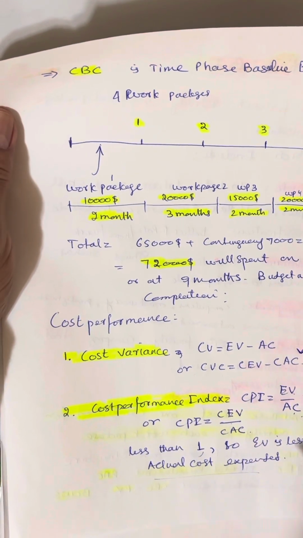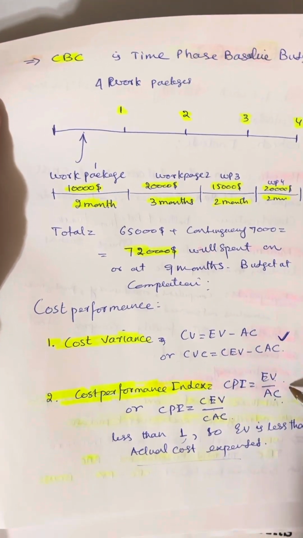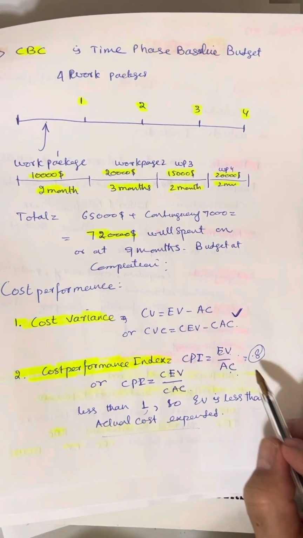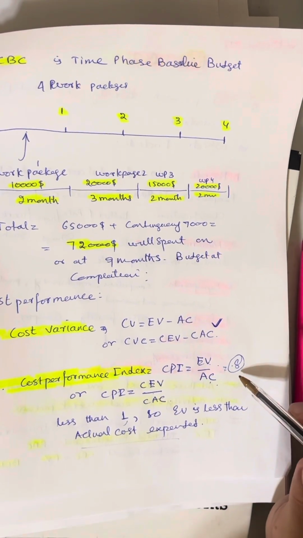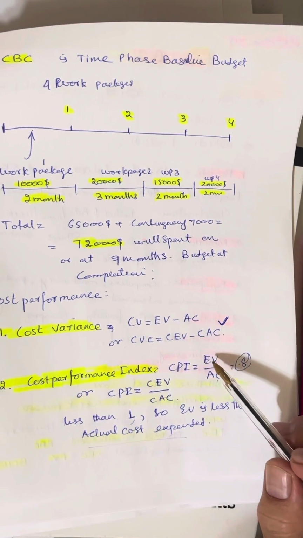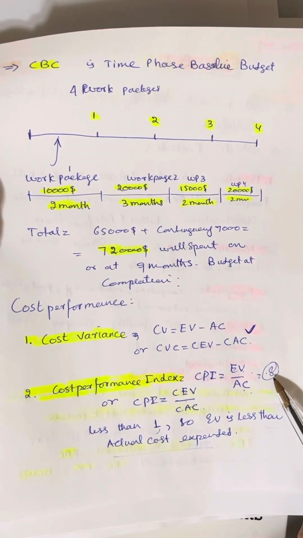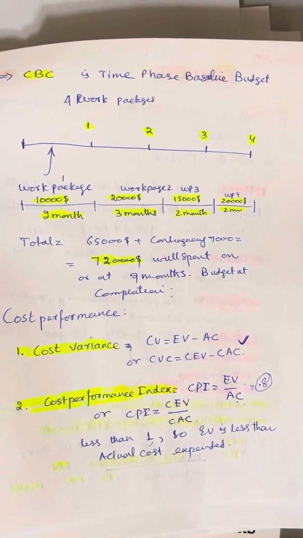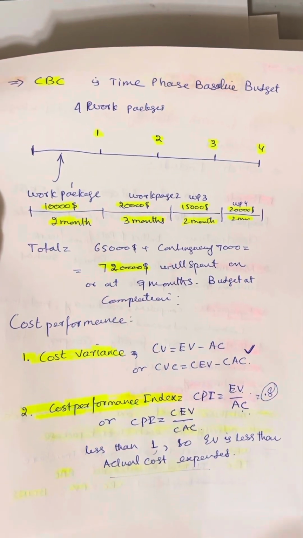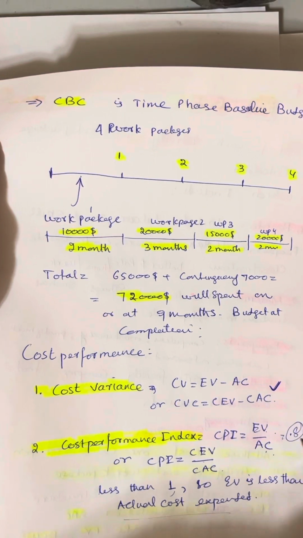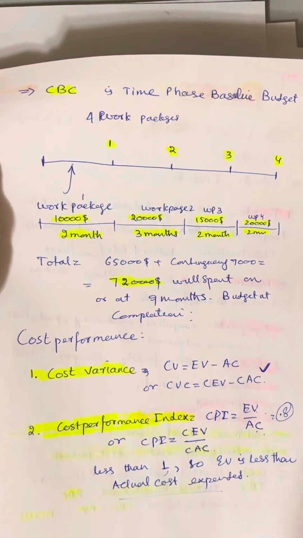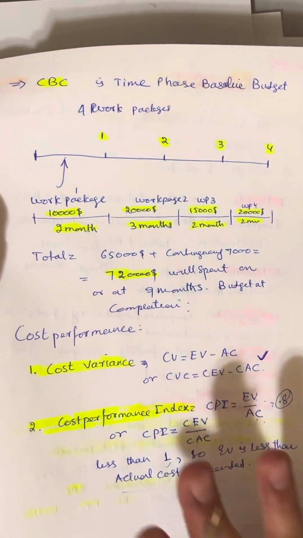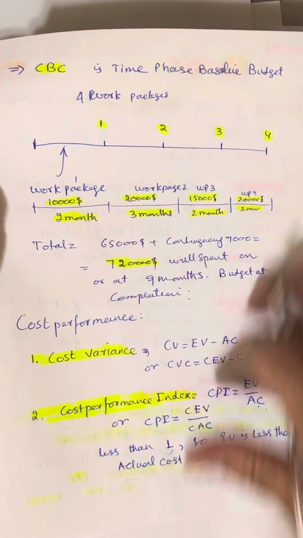But if it is below 1, let's say 0.8, this ratio means that for every $1 you spend, the work you did is worth 0.8. So you got less earned value as compared to actual cost. So it's a mathematical ratio. These are the definitions.